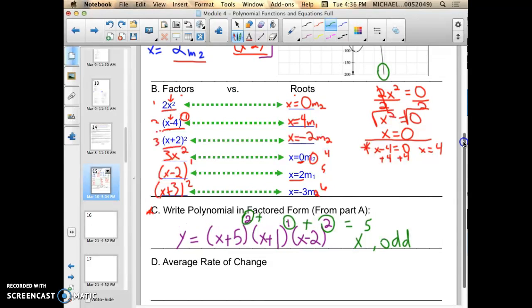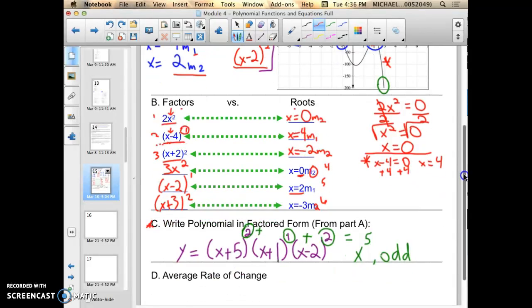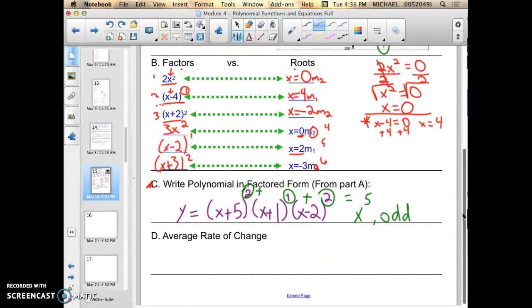Now, last thing, and I'm going to hit this harder in the future again, but the tail of this polynomial right here, the end part of it is going down. So my final piece of information that I need to know is that this polynomial is negative. And so my final answer, if I was going to put it in a factored form, would be y equals negative (x plus 5) squared times (x plus 1) to the first times (x minus 2) squared. And that would be how you approach that.